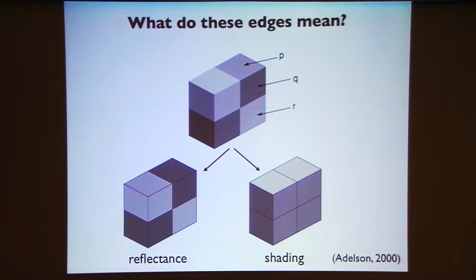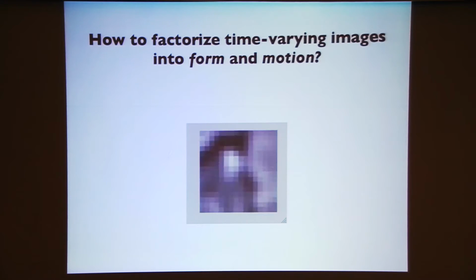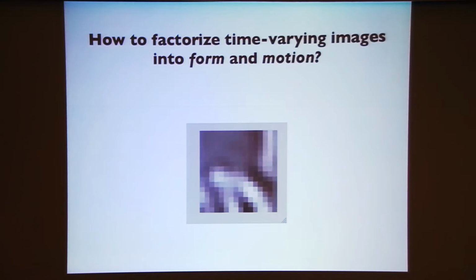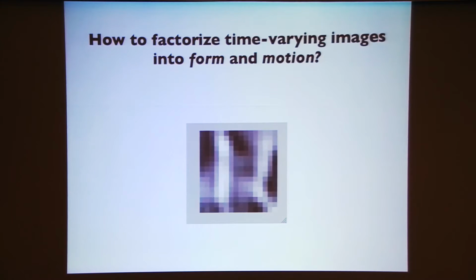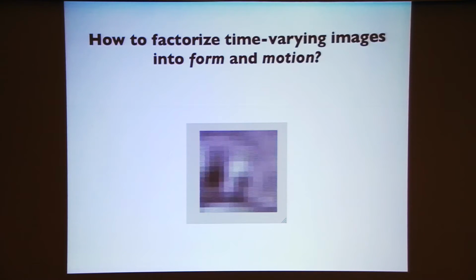Okay, and this of course occurs in spades in real natural scenes. You have variations in reflectance and shading that conspire all over the place. And so we have to figure out how to factorize these things apart. Okay, so I'm not going to tell you about a model for doing that, but I will tell you about a model we've been working on for trying to factorize form and motion. This is a very similar, related problem, and I'm going to try to convince you it has a similar kind of computational structure.